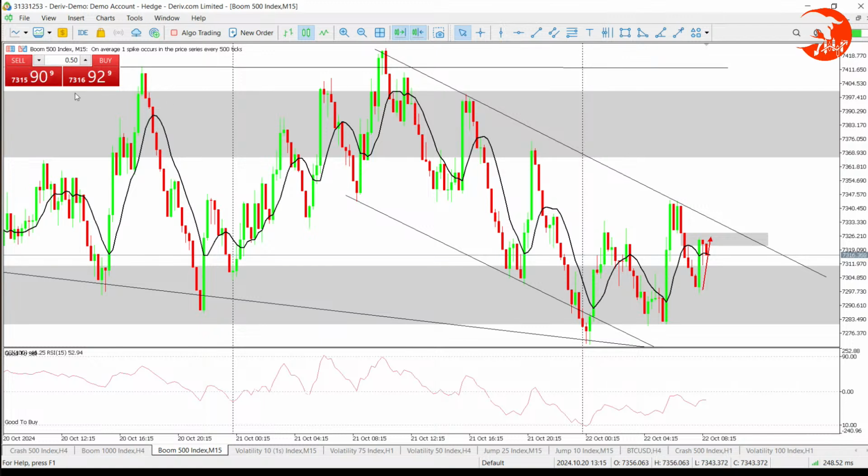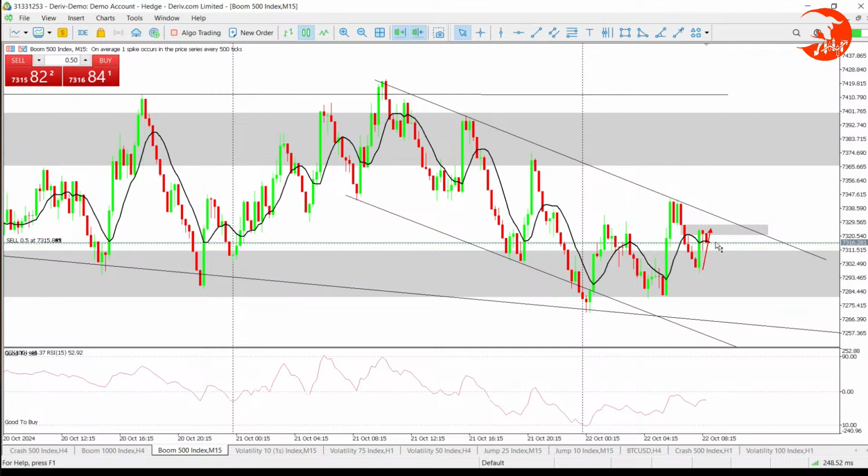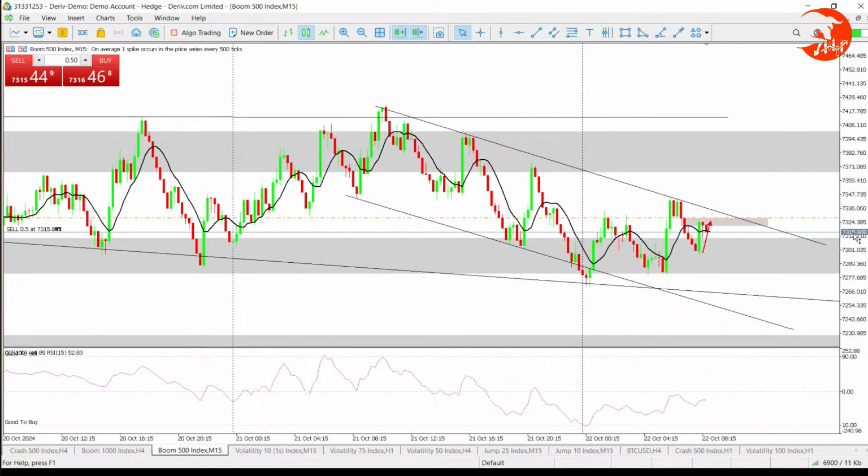So here I can make my entries for the sales. I'll enter 3 times as usual. That is the level we had said we will make our entries from, and you can see after reaching that fair value gap, sales have started. Now I don't want to risk a lot, so I will just put my stop loss just above that level, above my fair value gap.